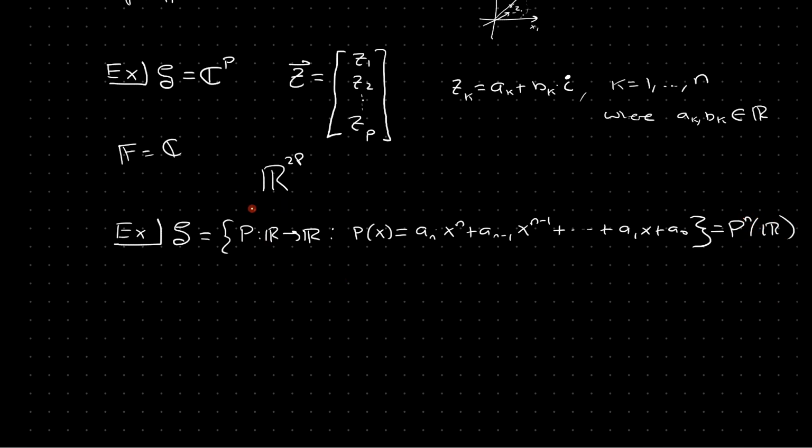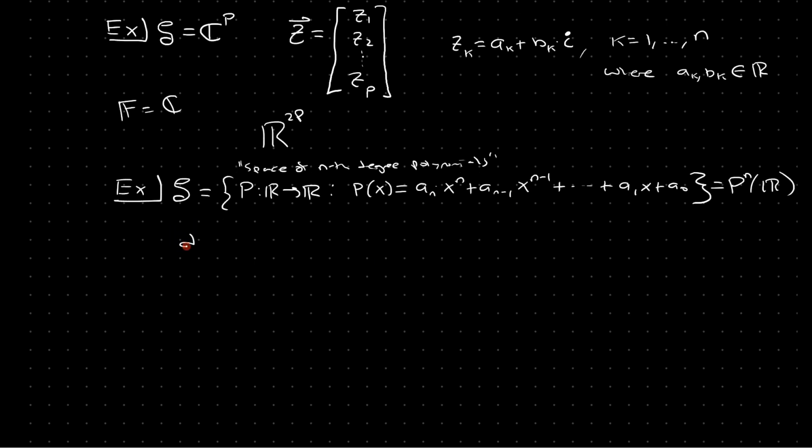This is just the space of nth degree polynomials. And this space is going to have dimension n plus 1, because each of the polynomials is uniquely determined by its coefficients. And since there are n plus 1 coefficients for a polynomial that has degree n, this is a vector space that is isomorphic to R^(n+1).